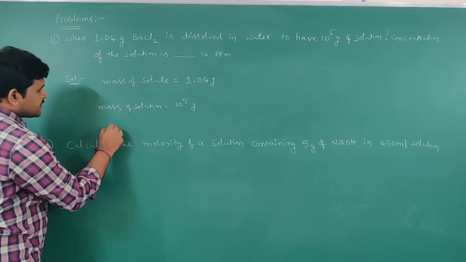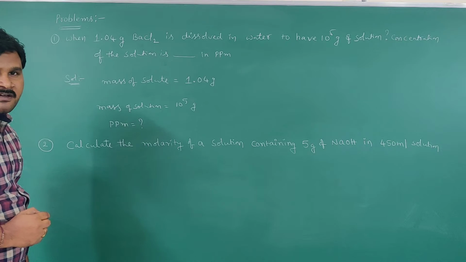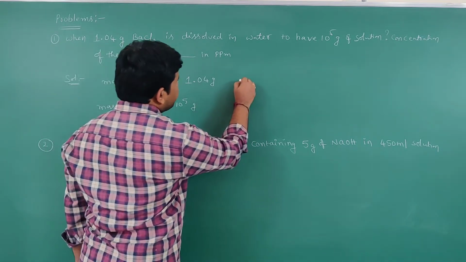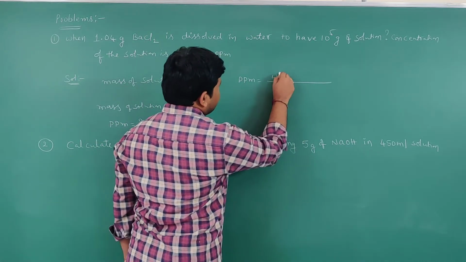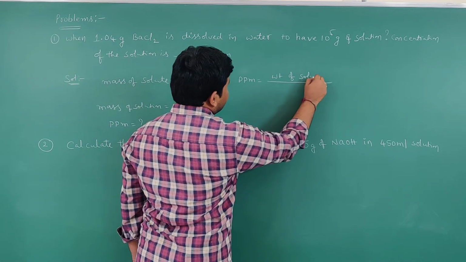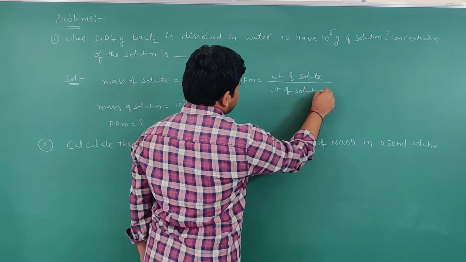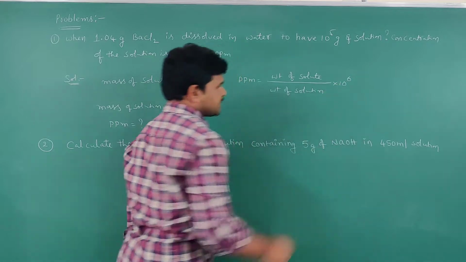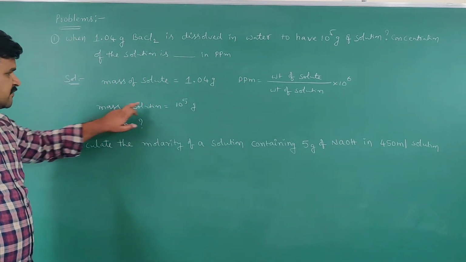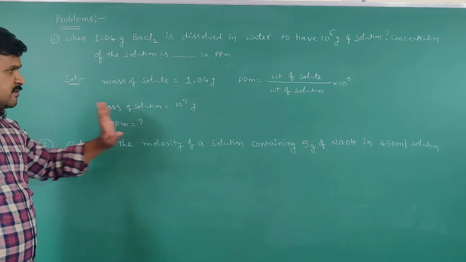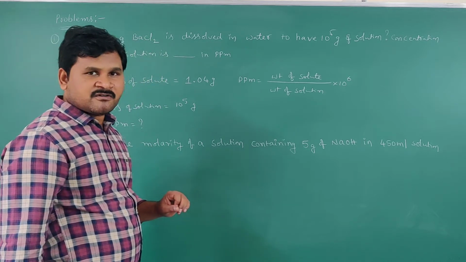So what we have to calculate? ppm is equal to question mark. So what is the formula, students, to calculate ppm? ppm is equal to weight of solute divided by weight of solution into 10 power 6. I repeat, mass of solute 1.04, mass of solution 10 power 5, ppm question mark. ppm is equal to weight of solute by weight of solution into 10 power 6.